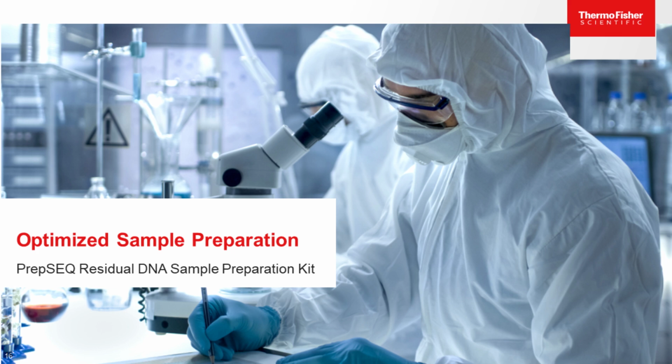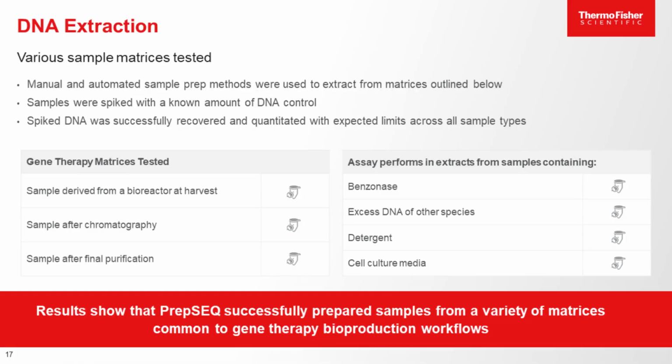In the next few slides, we will discuss the need for a good sample preparation method and how our PrepSeq kit fulfills this need. The gene therapy sample matrices are typically associated with PCR inhibiting or interfering components such as benzonase, detergents, media components, and potentially high levels of other non-target nucleic acid material. We have tested our PrepSeq chemistry on these challenging sample matrices to ensure it functions with the high efficiency we expect. Here are various sample matrices from different stages of the production process, and results were within specification, even in the presence of intentionally added inhibitors.